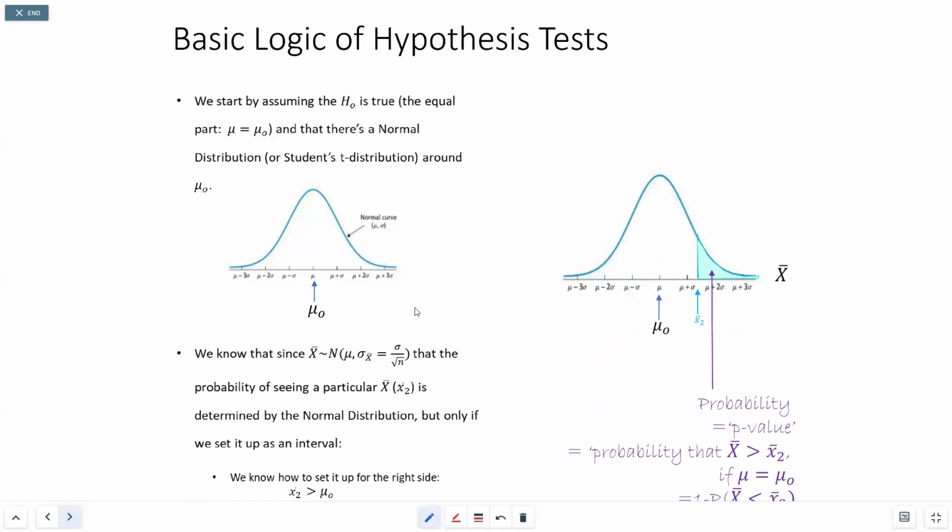Okay, so now the next step is on the other side. So we now look at a sample mean x bar 2, and the probability, or the p-value, is what's the probability that the sample mean is greater than x bar 2 if the truth is that the population mean is mu naught.